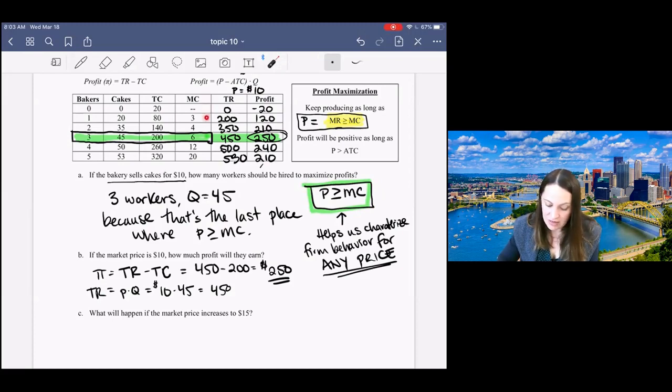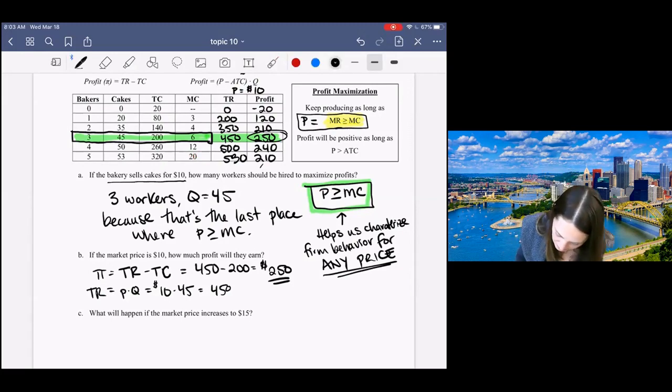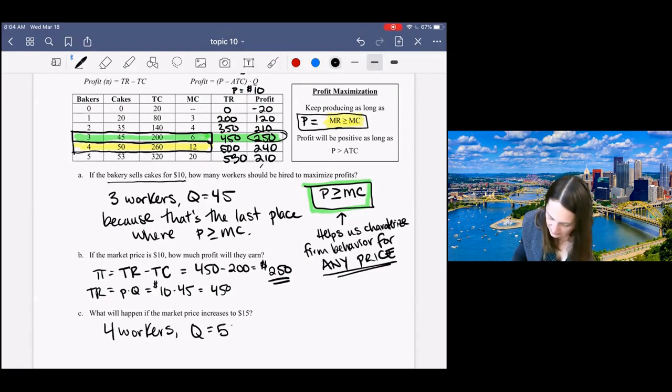So got my marginal cost. I'm gonna produce as long as my price, that's $15, is bigger than my marginal cost. And so I'm gonna stop producing now after the fourth worker. My answer for part C will be that if the price increases to $15, the firm will hire 4 workers and produce 50 cakes.